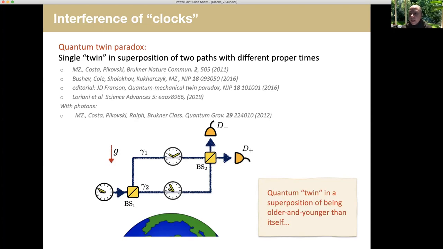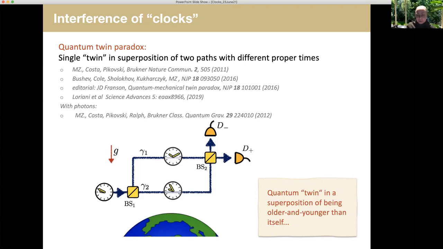Now with a quantum clock, what one can conceive is a quantum version of such a twin paradox with a single clock or a single twin that moves in superposition along, say, two paths, such that along each of them different proper time would elapse. And I have a batch of references where this is elaborated in various manners. That includes electrons and photons that would be elementary particles that would be captured without the effective theory.